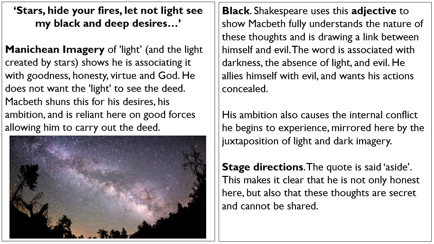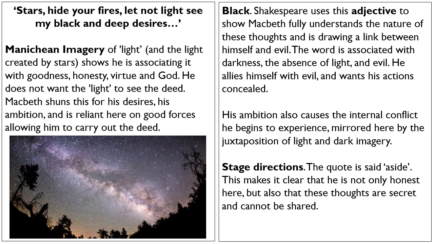This ambition is also the thing that causes the internal conflict that he starts to feel as he moves through the play. We've got the juxtaposition here of light and dark, and Macbeth at one point decides he can't kill Duncan and then is persuaded that he needs to. So there is a conflict inside him, and then after he carries out the act, he feels immense guilt. And so light and dark are constantly playing for his soul almost.